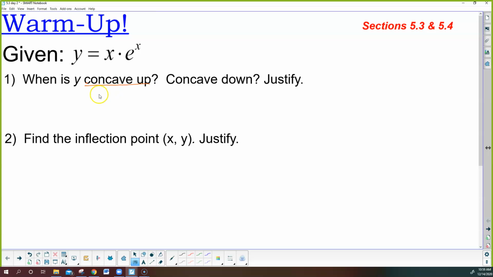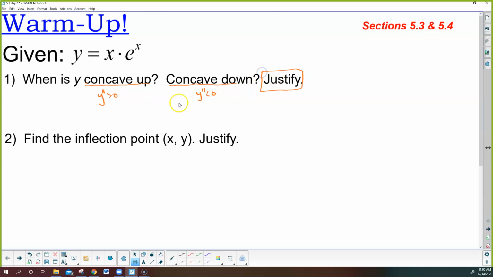right, I'm thinking, well, what do I need to know? I need to know when the second derivative is greater than 0. And when they ask me to find if it's concave down, I need to know when the second derivative is less than 0. Or when is the second derivative positive? When is the second derivative negative? That's my justification right there in orange.